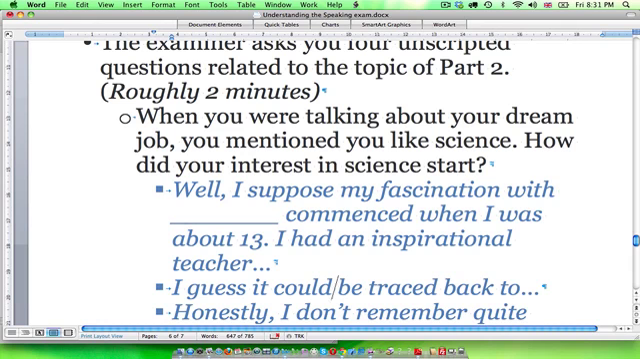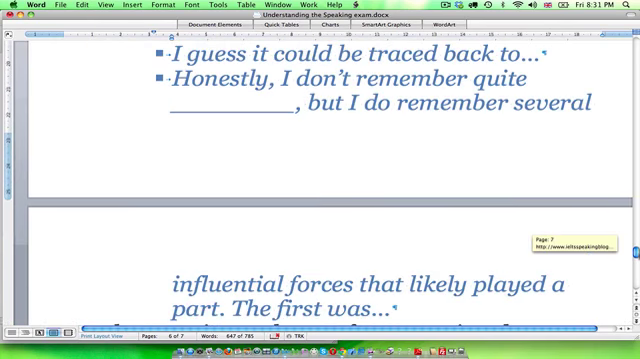This person was very... see, when I draw my language out like that, you can't do it for the entire sentence, but just at the beginning, it helps to give you a bit of extra time to think and organize your thoughts. Honestly, I don't remember quite how I became fascinated with science.